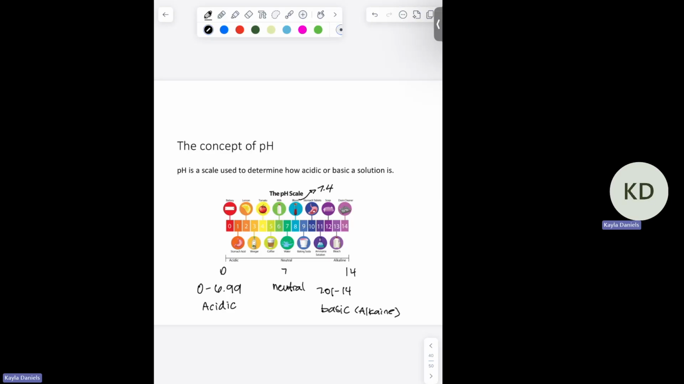So coffee is acidic, lemon juice is acidic, vinegar, right? We have our extremes, stomach acid, battery acid, and then soap and stomach tablets. So this would be anything like antacids, baking soda. These are all basic, and your extremes, bleach and drain cleaner. All right.